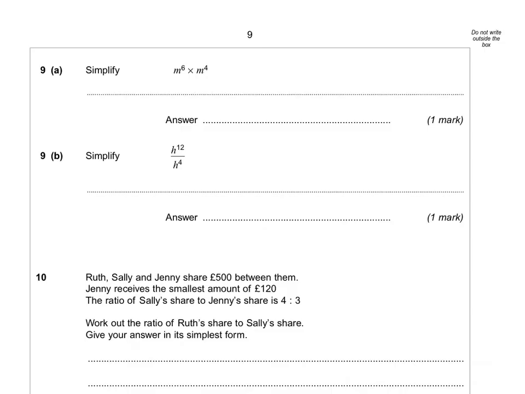On to question 9. Back to a bit of algebra. So indices work. When you're multiplying and the bases are the same, you can add the 6 and the 4, because really what you're saying is it's m multiplied by itself 6 times, then multiplied by itself 4 times, which is the same as m multiplied by itself 10 times. And a similar rule here, when you're dividing and the base is the same, you can subtract the indices. So it is h to the power of 12 take 4, which is h to the power of 8.